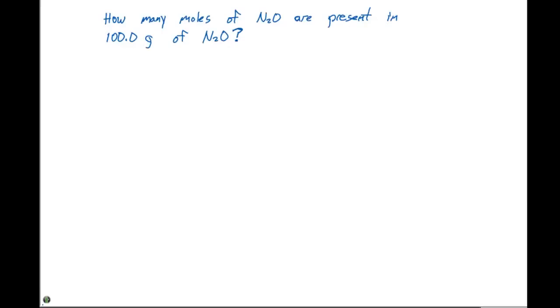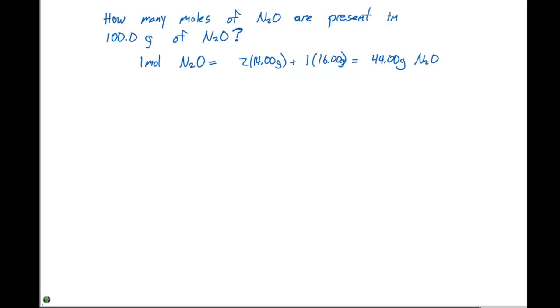So now that we've established the rules for calculating formula weights and moles and Avogadro's number and everything like that, we can now perform many calculations around these concepts. So the first example problem we're going to look at is how many moles of N2O are present in 100.0 grams of N2O. We now know that 1 mole of N2O is going to equal 2 times 14.00 grams plus 1 times 16.00 grams, or 44.00 grams of N2O.